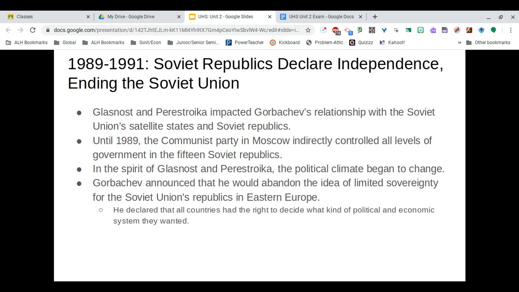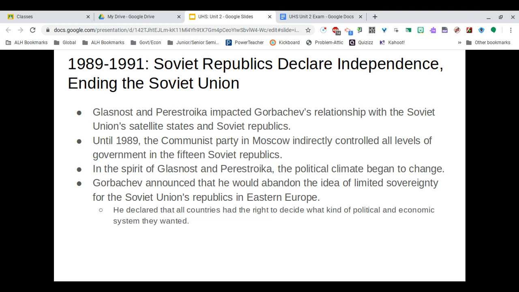During the next few years, you start seeing the Soviet Union break apart. Gorbachev's relationship with the satellite states and the Soviet republics starts to crumble. The Communist Party of Moscow indirectly controls the governments of these fifteen Soviet republics, if you remember. And as Gorbachev institutes glasnost and perestroika, he starts to say, whatever kind of government these other countries would like to have that's not communist, that's fine. Before, it had always been the understanding that those countries should have communist governments and that communist governments were a required part of this. It's a necessity.